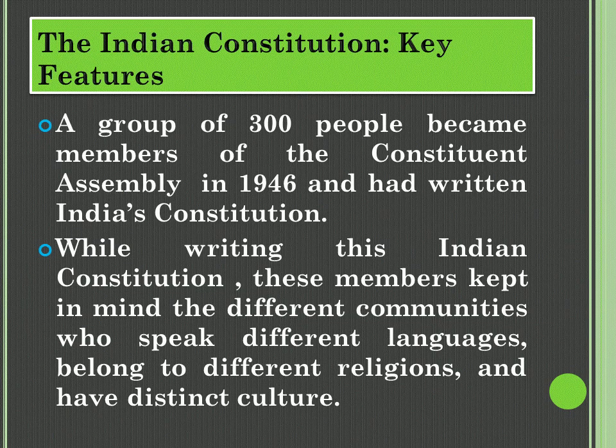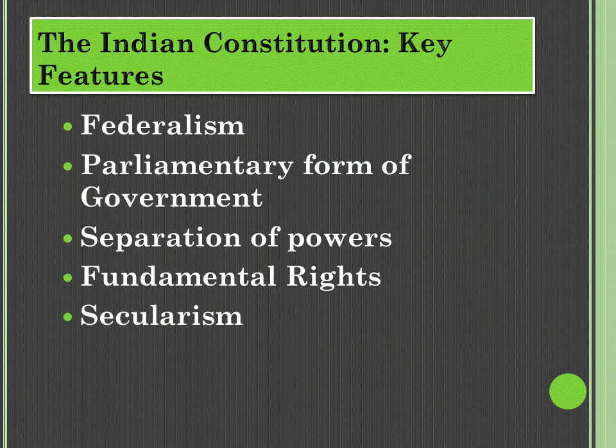Key features of Indian Constitution. A group of 300 people became members of the Constituent Assembly in 1946 and wrote India's constitution. While writing the Indian constitution, these members kept in mind the different communities who speak different languages, belong to different religions, and have distinct cultures. These are the key features of the Indian Constitution: federalism, parliamentary form of government, separation of powers, fundamental rights, and secularism.